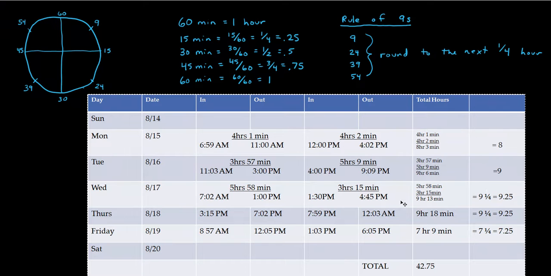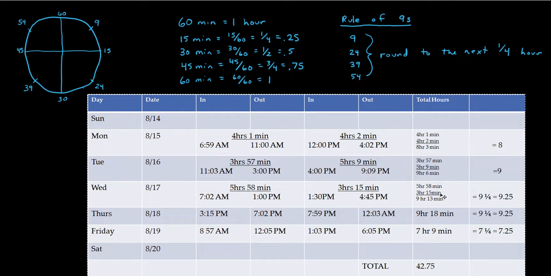But let's look at Wednesday. That's where it gets different. From 7:02 until 1 o'clock is how long this person worked, which is 5 hours and 58 minutes. Then they had a lunch or something, and they came back and worked from 1:30 until 4:45. So that was 3 hours and 15 minutes total in that second shift.